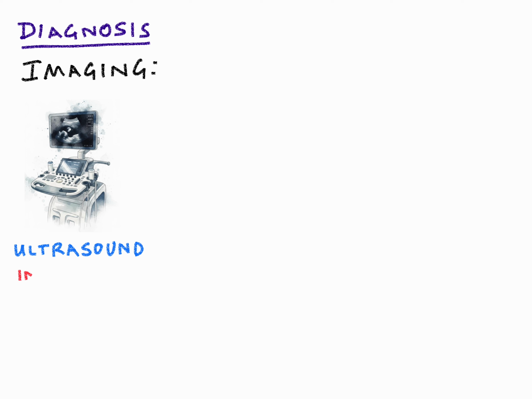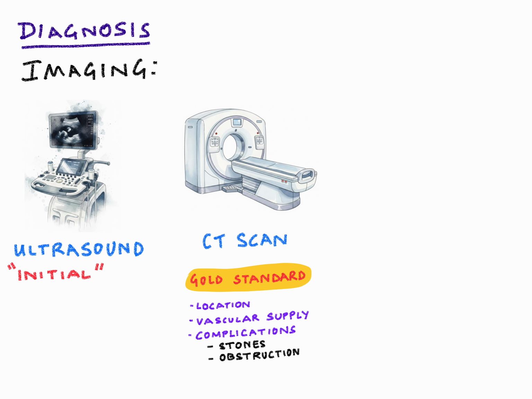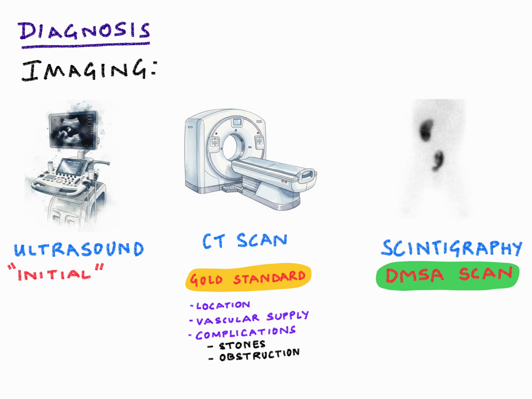The diagnosis of an ectopic kidney is primarily made through imaging. Ultrasound is often the initial imaging modality, especially in antenatal screenings or when a patient presents with abdominal symptoms. Computed tomography, CT, urography is the gold standard. It provides detailed anatomical information, including the kidney's location, its vascular supply, and the presence of any complications like stones or obstruction. Scintigraphy, such as a DMSA scan, can be used to assess the differential renal function.